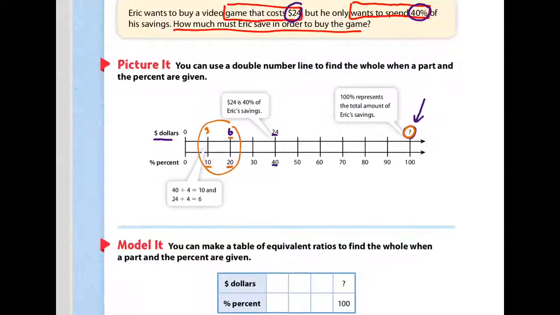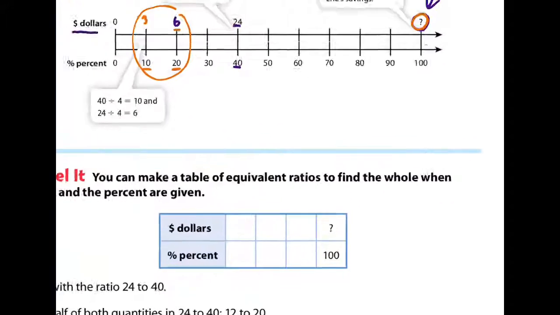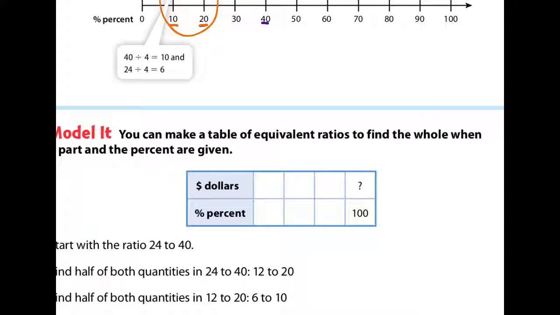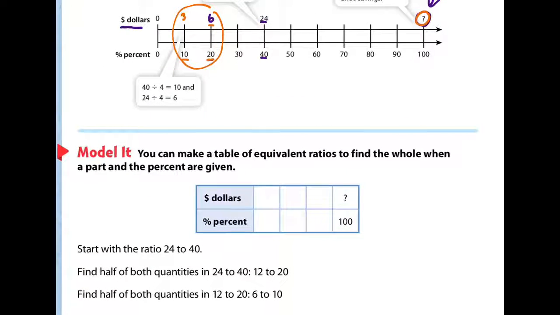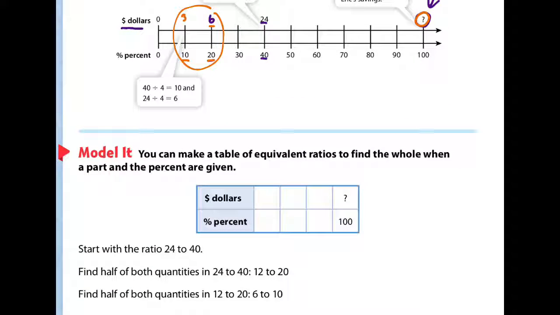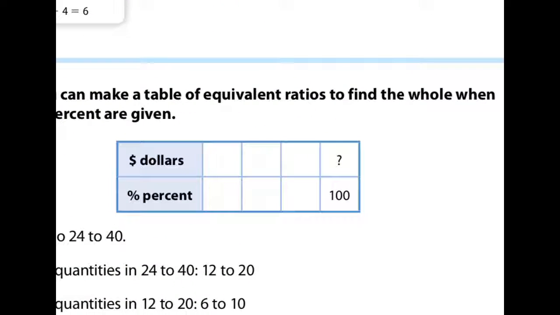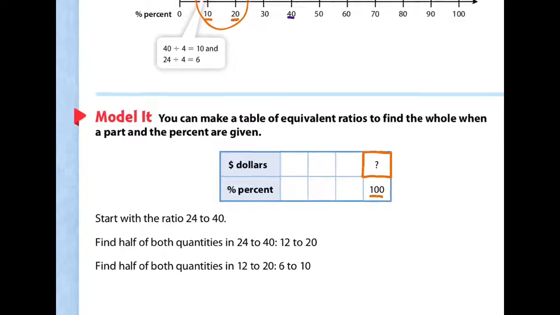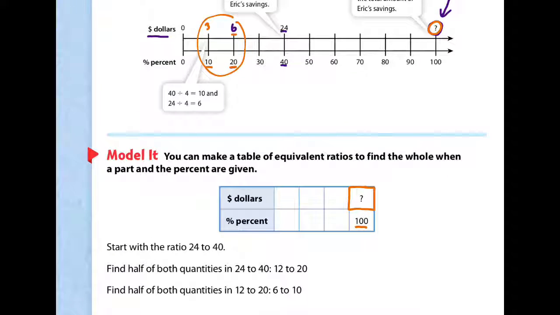But let's go look down at the model it strategy using a table. Now the table is a lot like the double number line. So we have dollars on top and percent on bottom, just like in the double number line. And we also know the percent spent, the 100%, is going to be the total savings that Eric has. So that in that orange box is what we need to find out. So the first thing I'm going to do is take that ratio that we know. Remember up at the top, I'm circling it with orange there. $24 is going to be 40% of his savings. So I can just write that down.